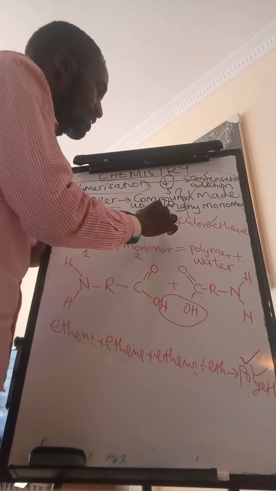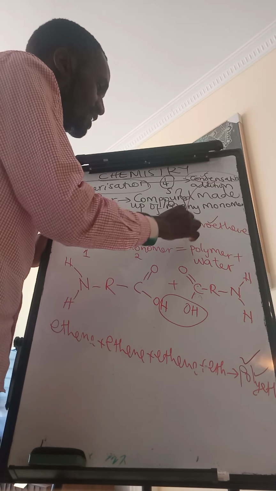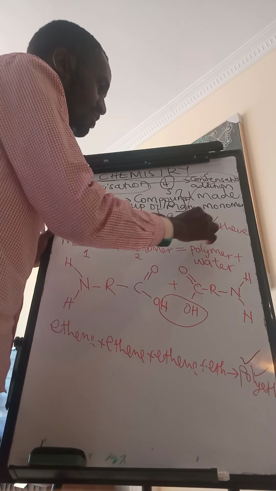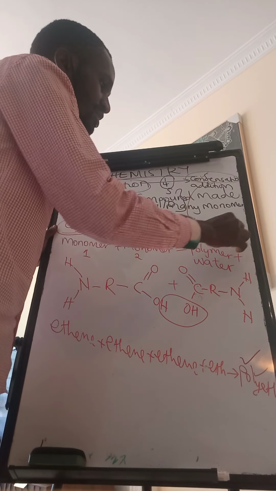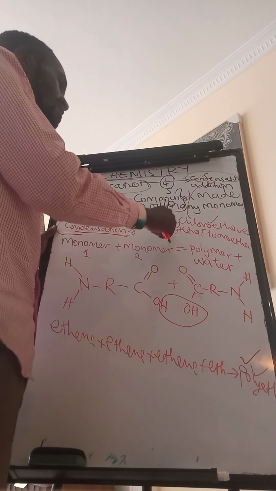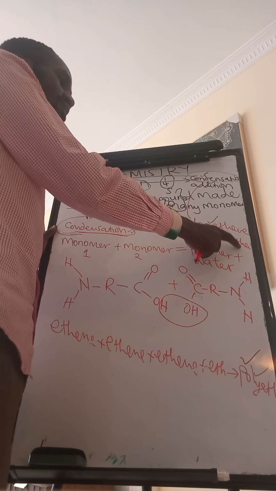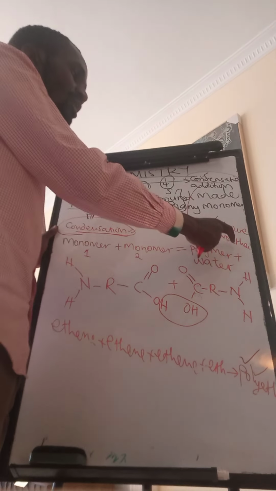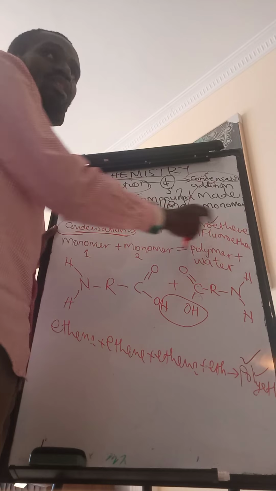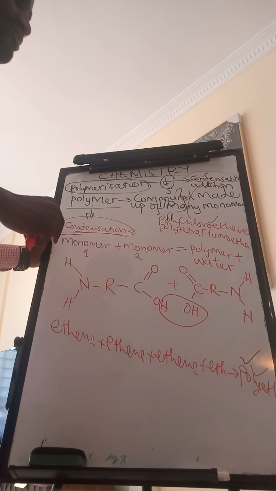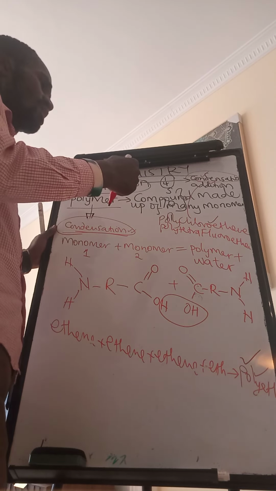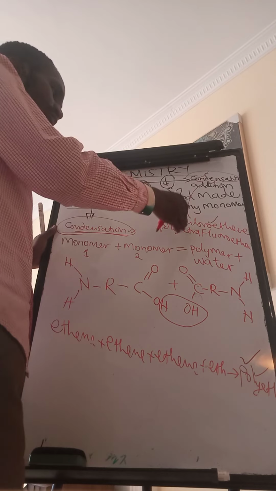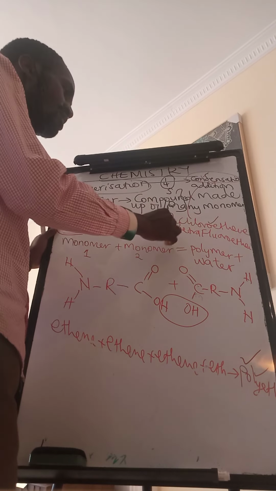We have what you call polytetrafluoroethylene. So that means tetrafluoroethylene can be the monomer. Then quite a good number of them can form what we call polytetrafluoroethene. You see. And these are just examples. You have even what you call polypropene.